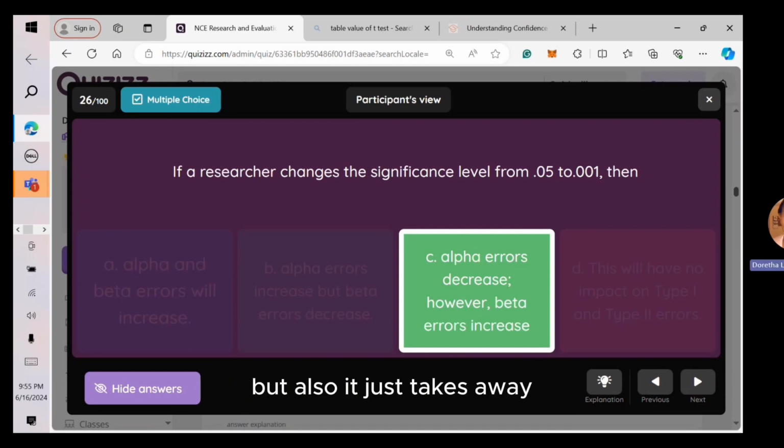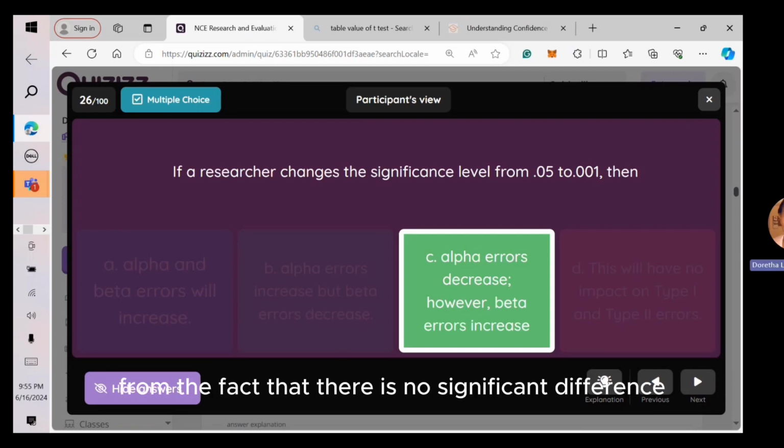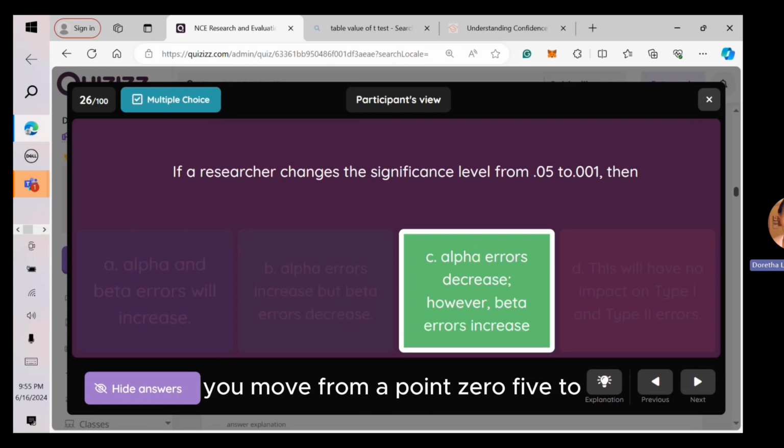But also it just takes away from the fact that there is no significant difference, right? You move from a 0.05, which is considered a highly significant, to a lower one. So that's why it would decrease the false positive. However, it will increase the beta. So it's hard to tell if something has a level of significance if you have a 0.001, right? The higher the level of significance, then it will show like a strong relationship between two variables.